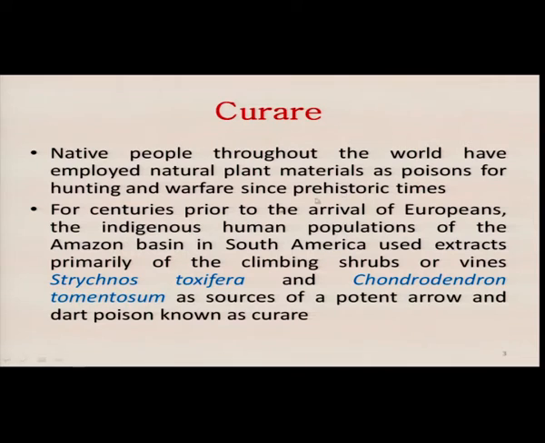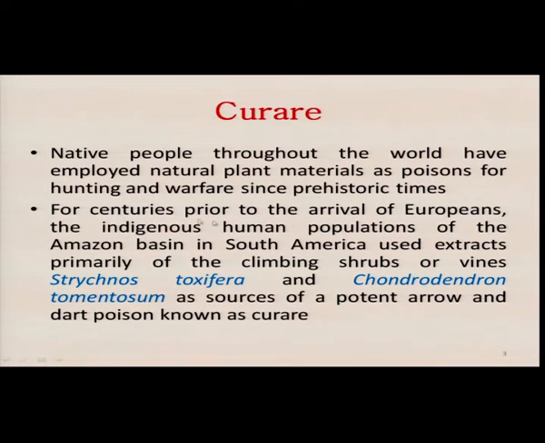Native people throughout the world have employed many natural plant materials as poisons to dip the arrows which are going to be used for hunting. So, one of the plant based materials, a toxin which is being used by native people throughout the world is curare, and this has also been used in warfare during the prehistoric times.